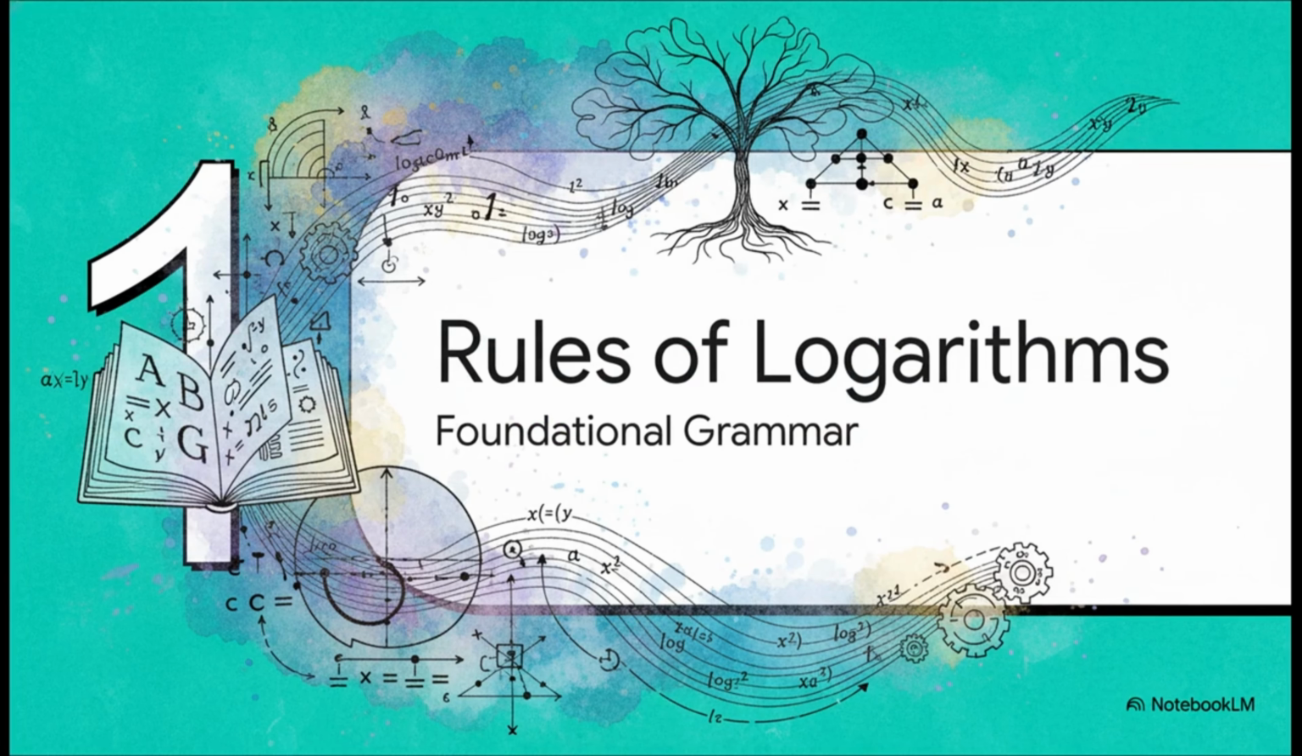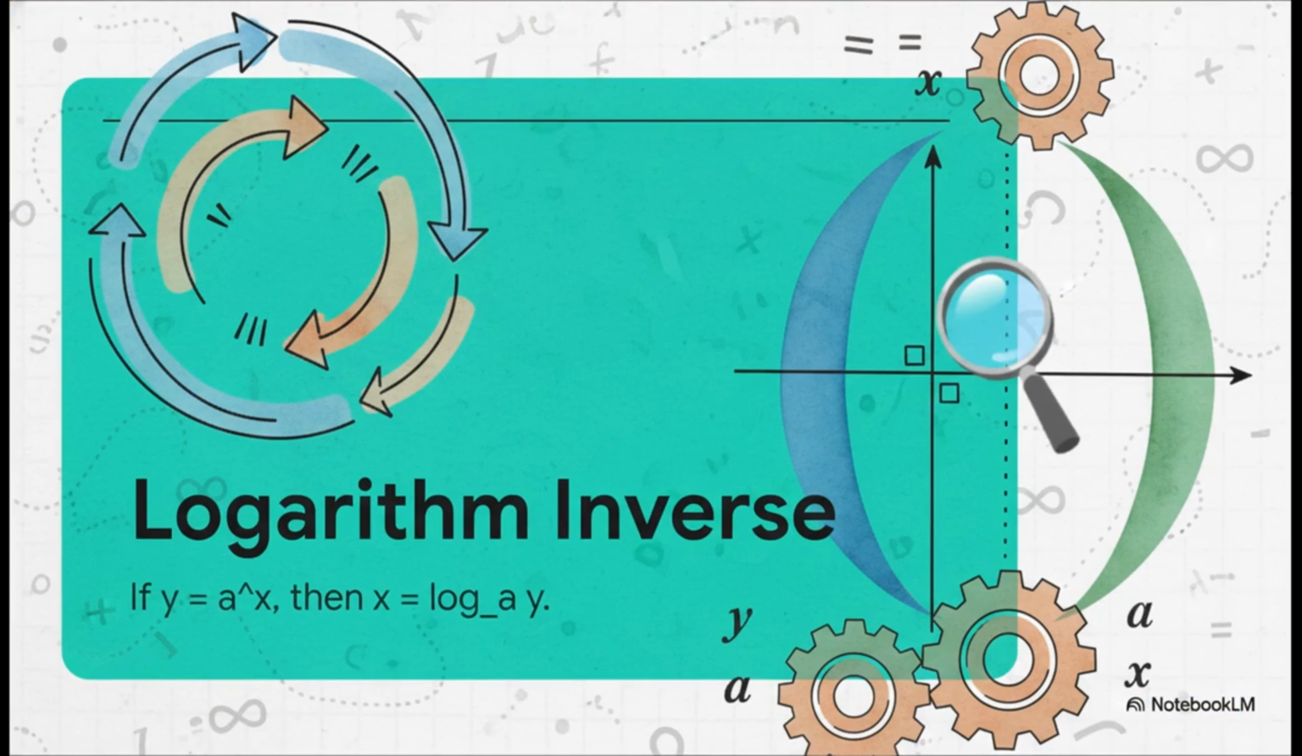Kicking things off with Section 1, the rules of logarithms, understanding the foundational grammar. So what exactly is a logarithm? Well, it's quite simply the direct inverse of an exponent. It's basically a way of asking a specific mathematical question backwards. If we have the equation y equals a to the power of x, the logarithm translates that exact same relationship into x equals the log base a of y.